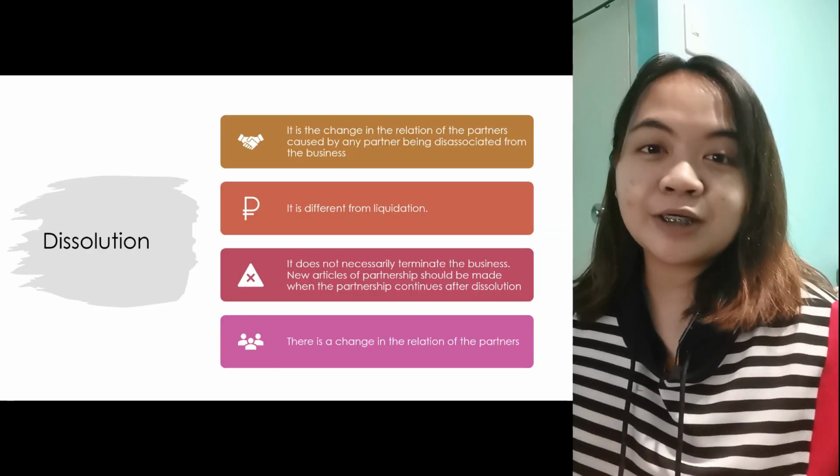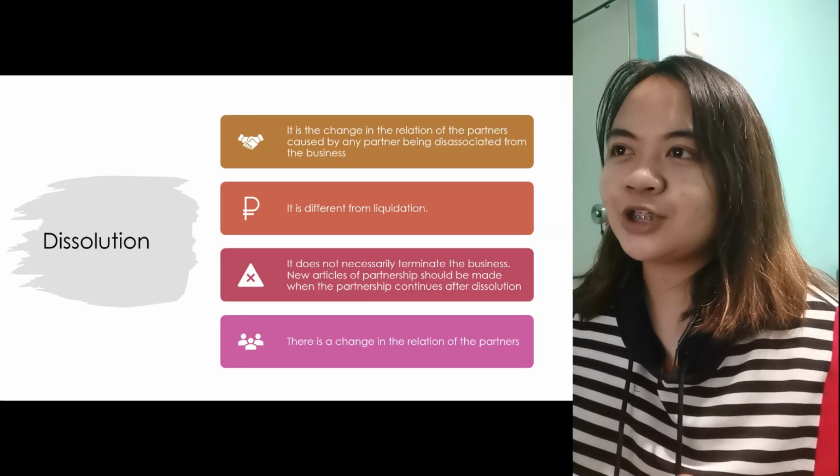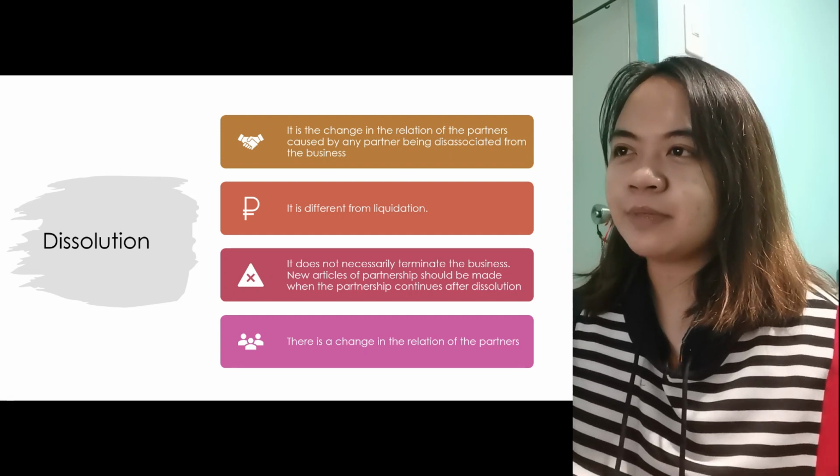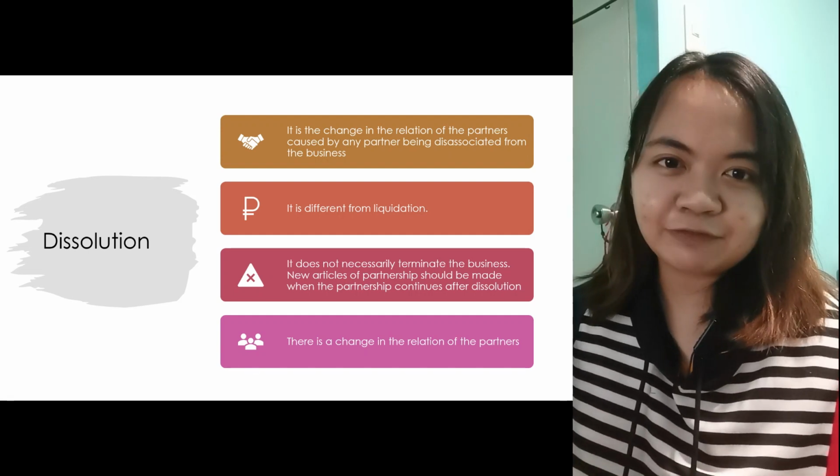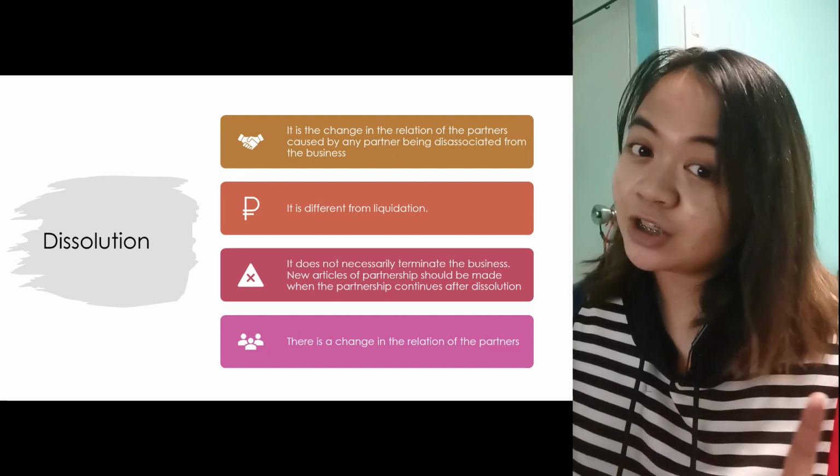So, dissolution. Ano ba itong dissolution? It is actually a change in the relation of the partners caused by any partner being disassociated from the business. So, any change in relation.